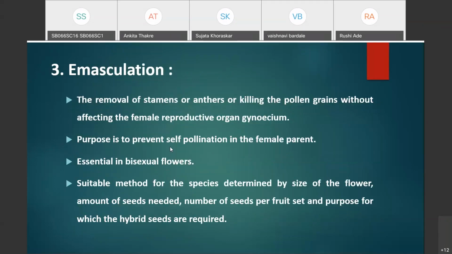Now we are discussing the third most important and critical step in hybridization, and that is called emasculation. What is meant by emasculation? Emasculation is nothing but the removal of stamens or the anthers, or killing the pollen grains without affecting the female reproductive organ, the gynoecium.